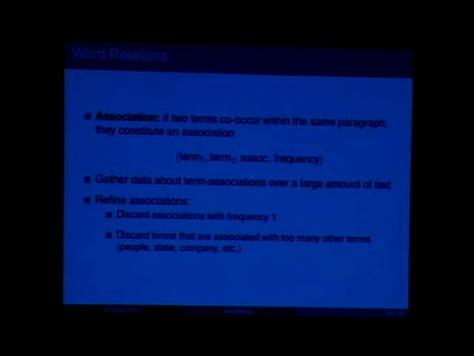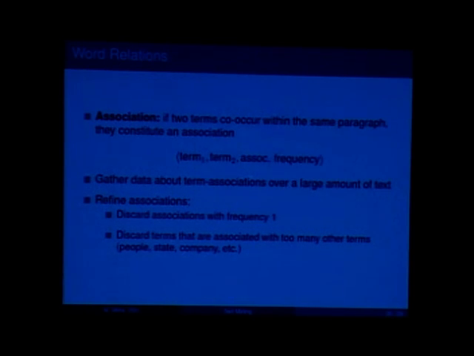So one association looks like term 1 co-occurred together with term 2 within the same context, however you define context, with a particular association frequency. This is the list of term pairs that you start with, and you collect this information over a large amount of text.